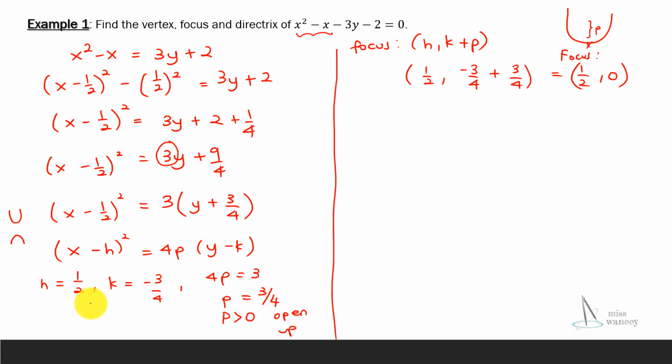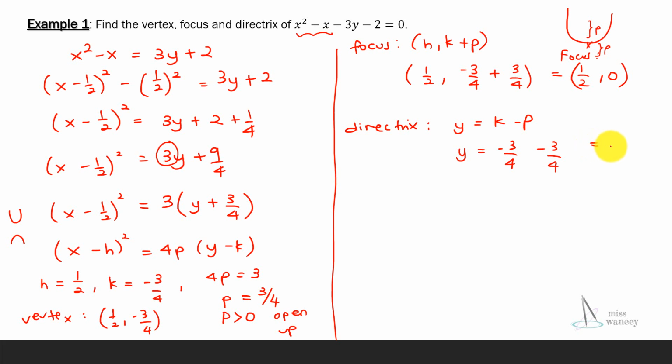Oh, by the way, I forgot to write down the vertex. The vertex here is actually 1/2 and −3/4. Let us do the directrix. So for the directrix, we have to deduct p below here. So it should be y equal to k minus p. So y will be equal to −3/4 minus 3/4. So this is −6/4. Therefore, y is −3/2.